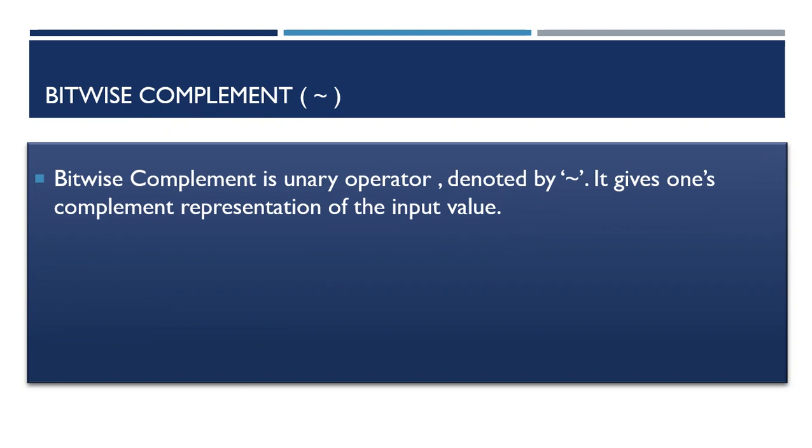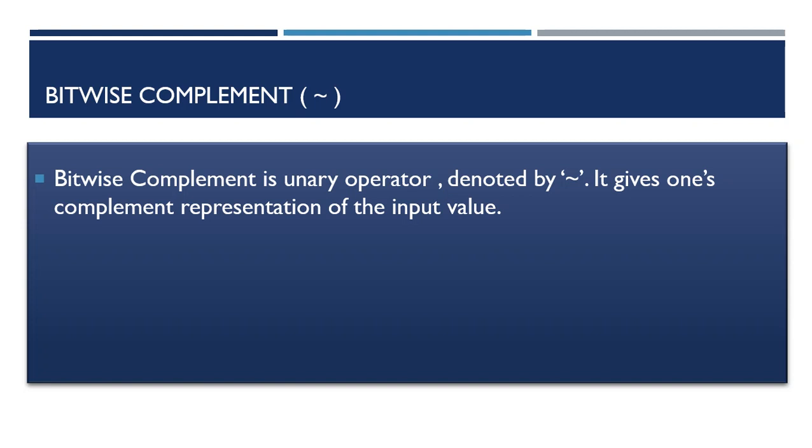We have another operator in bitwise operators, that is bitwise complement. Bitwise complement is a unary operator, which means this operator works with only one operand. It is denoted by the tilde symbol. It gives the one's complement representation of the input value.